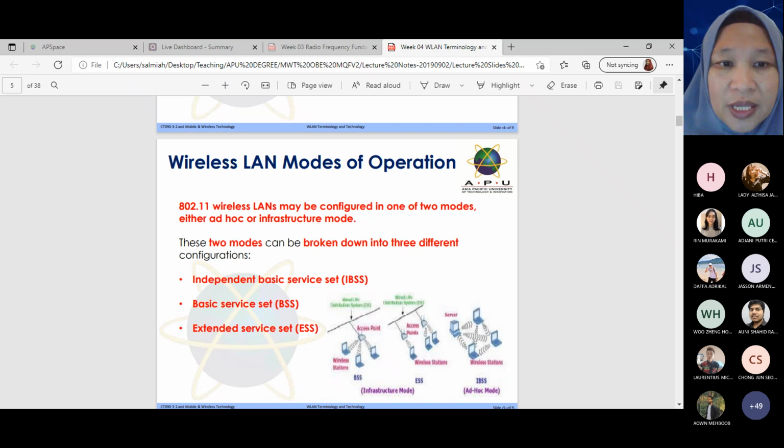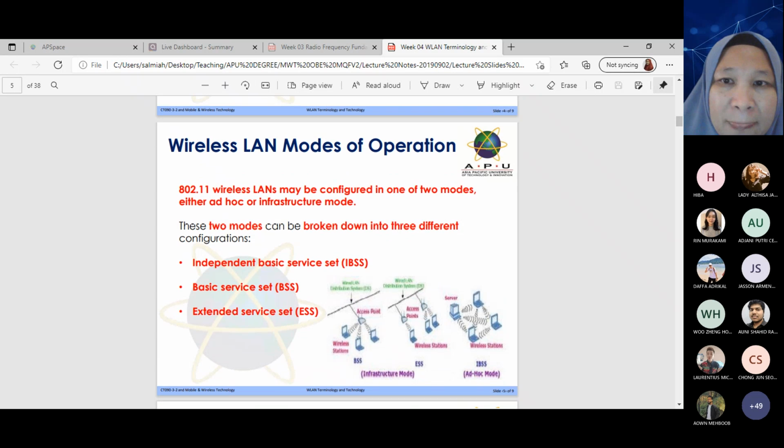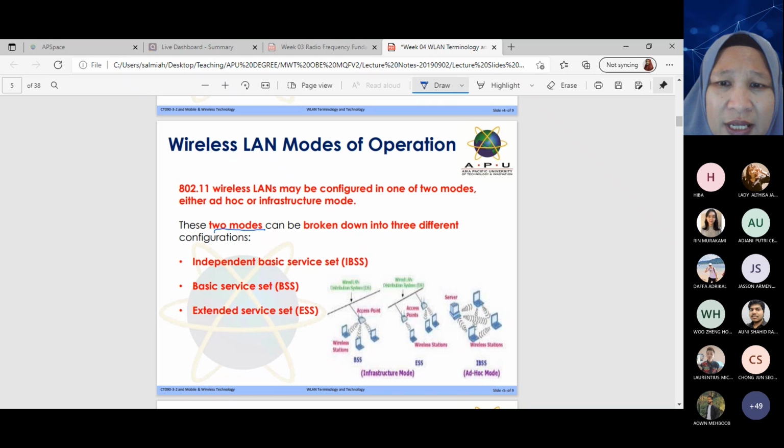Okay, so you can see here there are two modes. The first one is ad hoc mode.